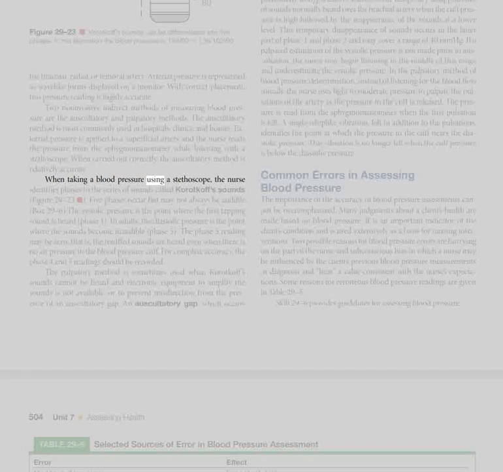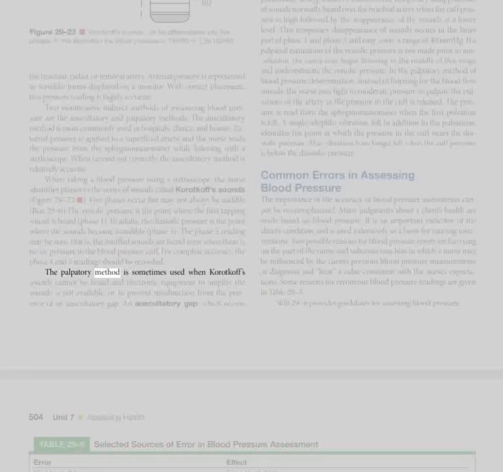When taking a blood pressure using a stethoscope, the nurse identifies phases in the series of sounds called Korotkoff sounds, Figure 29-23. Five phases occur but may not always be audible, Box 29-6. The systolic pressure is the point where the first tapping sound is heard, Phase 1. In adults, the diastolic pressure is the point where the sounds become inaudible, Phase 5. The Phase 5 reading may be 0, that is, the muffled sounds are heard even when there is no air pressure in the blood pressure cuff. For complete accuracy, the Phase 4 and 5 readings should be recorded.